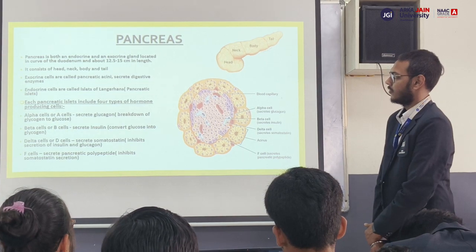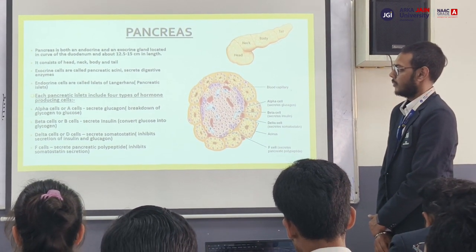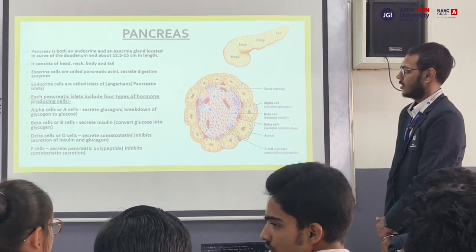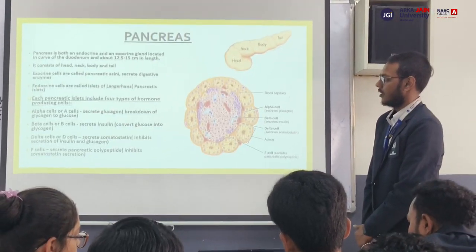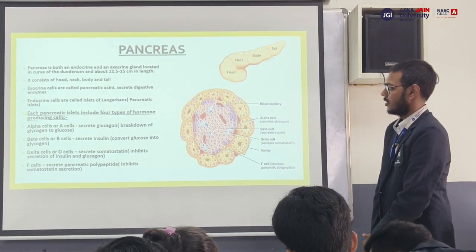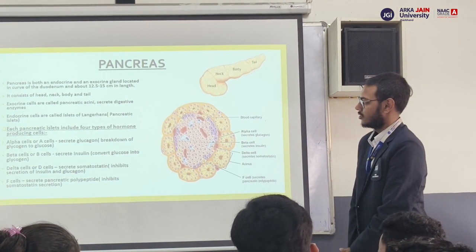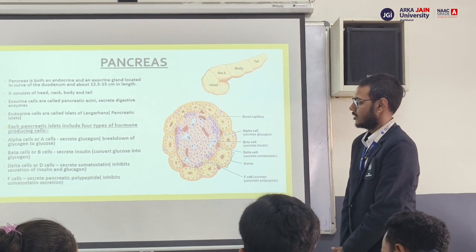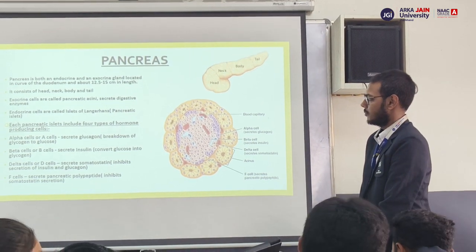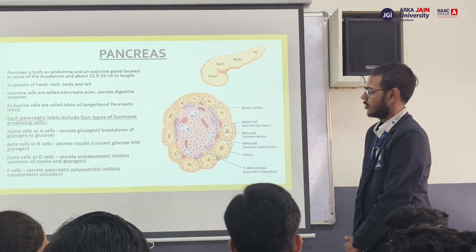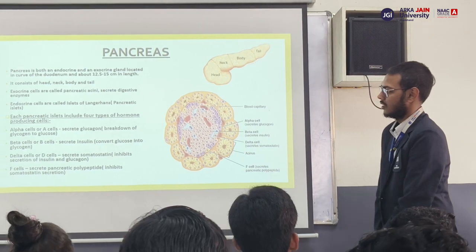Alpha cells secrete glucagon, beta cells secrete insulin, which converts glucose into glycogen, delta cells secrete somatostatin, which inhibits the secretion of insulin and glucagon, F cells secrete pancreatic polypeptide.